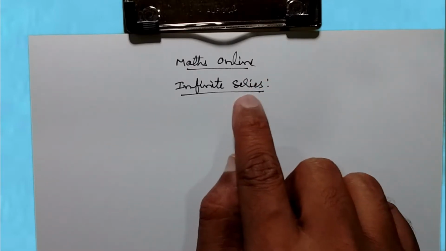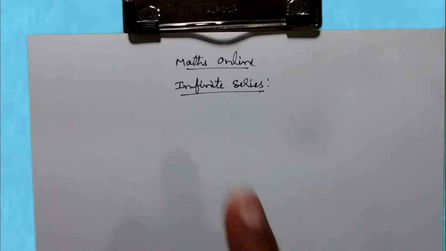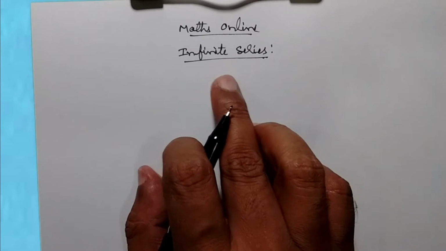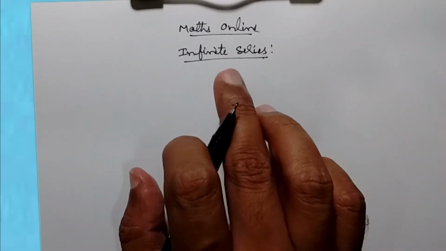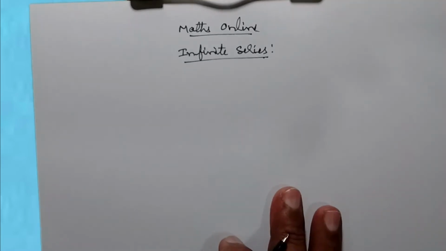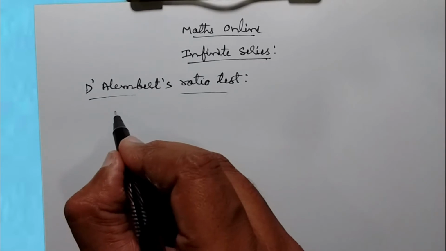Today's topic is infinite series. This is the third part of the infinite series. We already discussed in the last two videos about infinite series and also about the Cauchy's root test. And today we'll be discussing about the D'Alembert's ratio test. What actually is D'Alembert's ratio test?